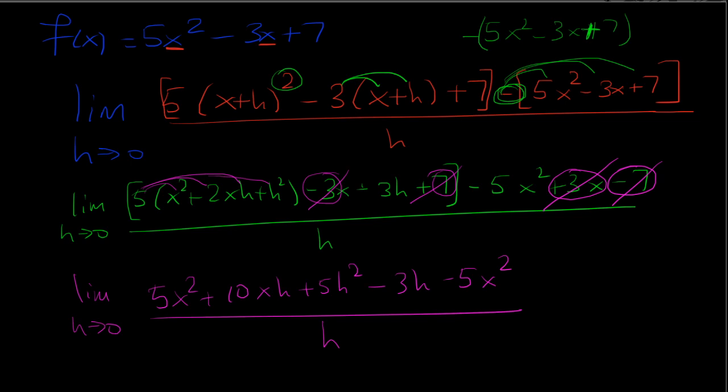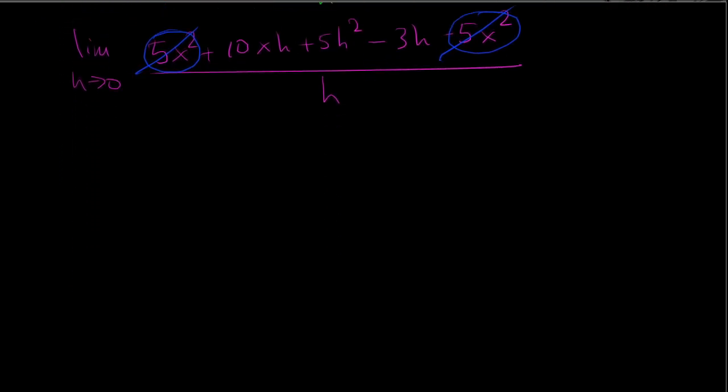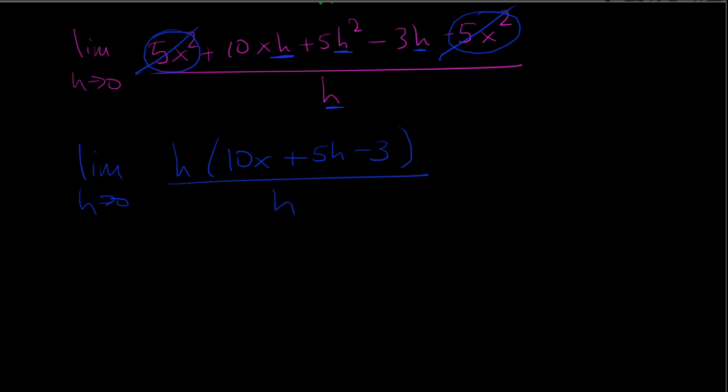We can cancel out a couple more things. So we have a 5x squared minus 5x squared. And nothing else cancels at the top, but they all have a factor of h. And that's going to be canceled out by the bottom here. So we're going to have limit as h approaches 0, factor out an h, to get 10x plus 5h minus 3 over h. H's go away.